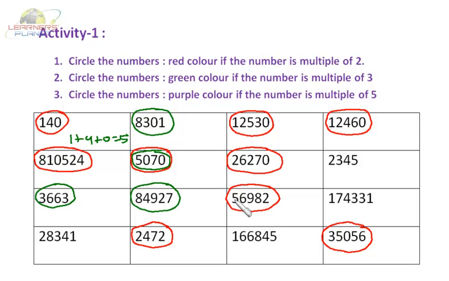Okay. Now let's take this number. Just add up all the digits. 5 plus 6, 11. 11 plus 9, 20. 20 plus 8, 28. 28 plus 2, 30. That means 30 is divisible by 3. And that means this complete number is divisible by 3. So let's circle it in green color.